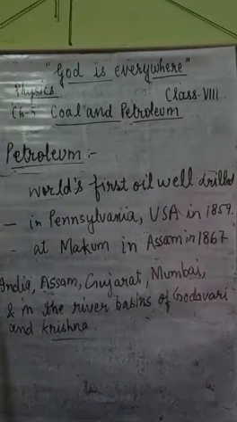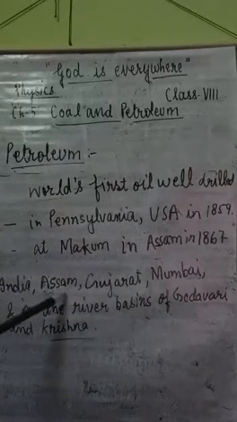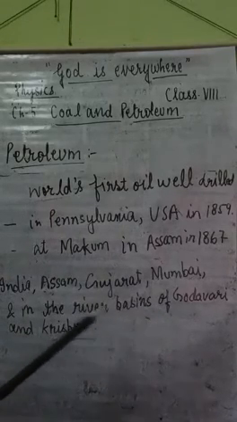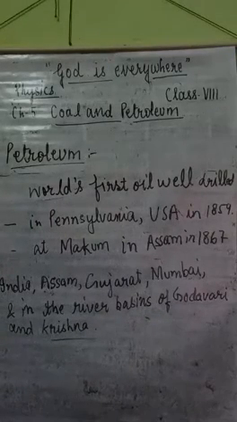In India, oil is found in Assam, Gujarat, Mumbai, and in the river basins of Godavari and Krishna.